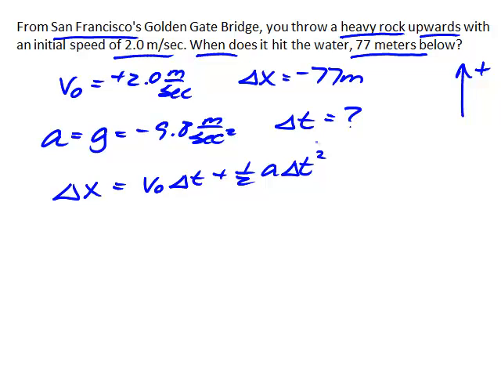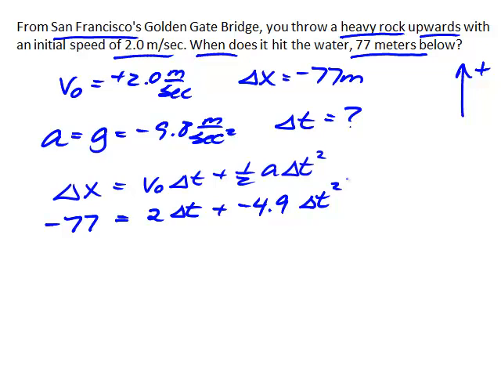So I'm going to go ahead and do something I don't normally advise. I'm going to plug in the numbers and then do the algebra. So we have our delta x is negative 77, and I'm also going to leave off the units just to save space on the paper here, is equal to v naught, 2, delta t plus 1/2 a, I'm going to call that negative 4.9 delta t squared.